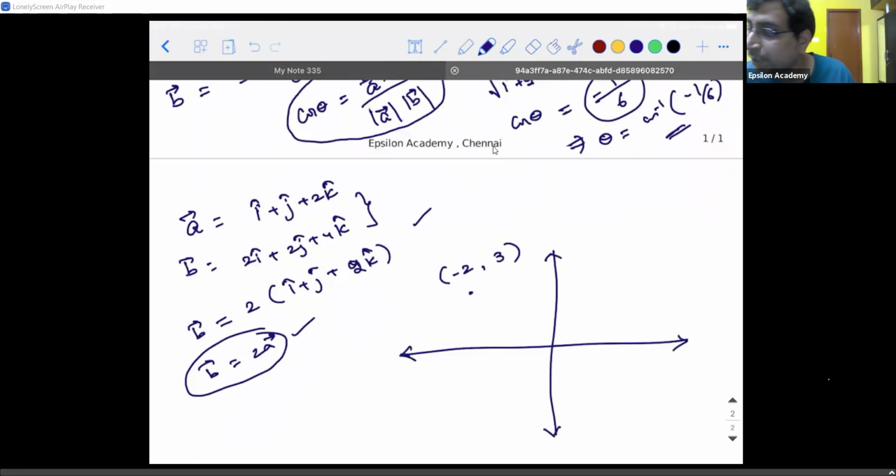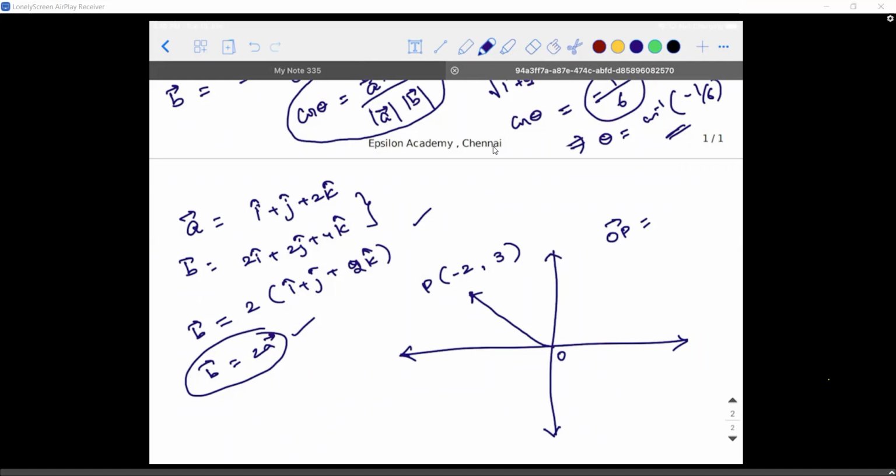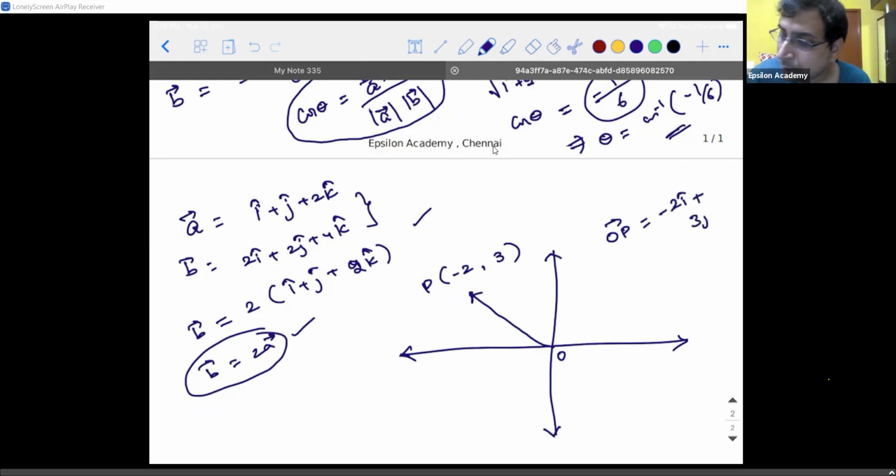Keeping that in mind, if I join it, then it becomes a vector. If I take this point as P, OP vector is also called the position vector of point P. I hope you guys know this. So how do I write OP vector? -2i cap plus 3j cap. I would have already taught this to you. The more matured way is 2 into -i cap plus 3 into +j cap, so that you're telling the minus and plus to the person who is reading your paper.